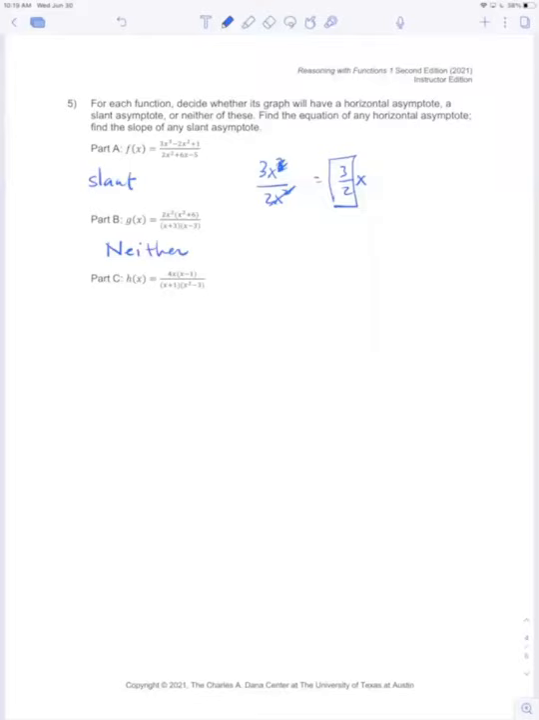Okay, part C. If we compare the degrees of the numerator and the denominator, the graph is going to have a horizontal asymptote, and the equation of the horizontal asymptote will be y is equal to 0. That's the end of this video.